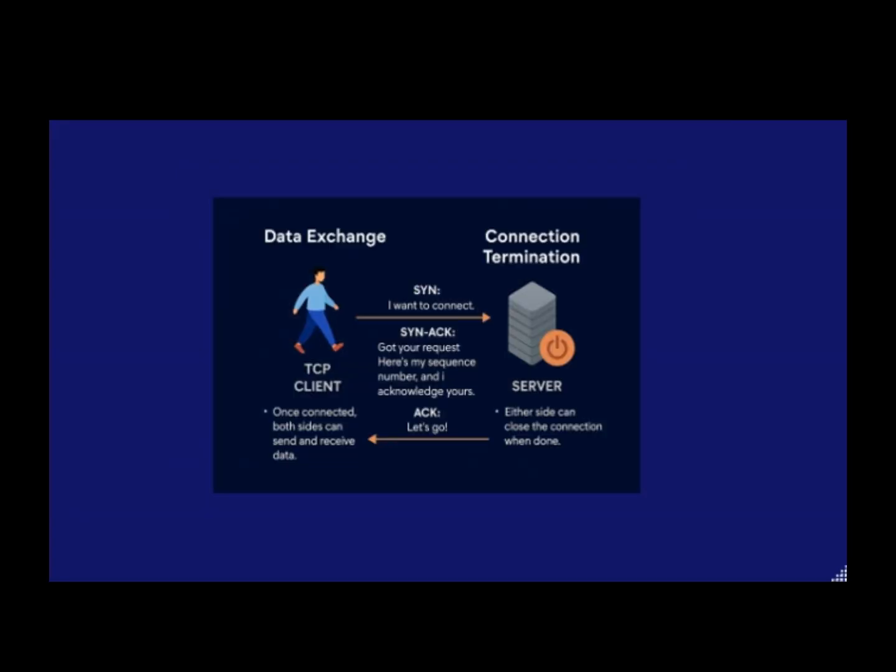3. Data exchange. First, once connected, both sides can send and receive data. Second, TCP ensures that all data is delivered accurately and in sequence. 4. Connection termination. First, either side can close the connection when done. Second, TCP ensures a graceful shutdown, so no data is lost.